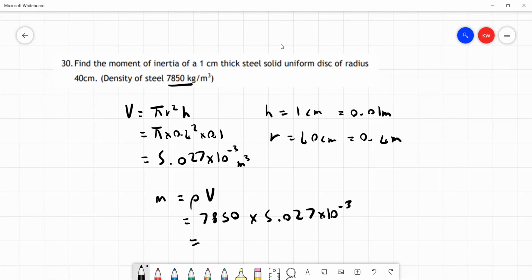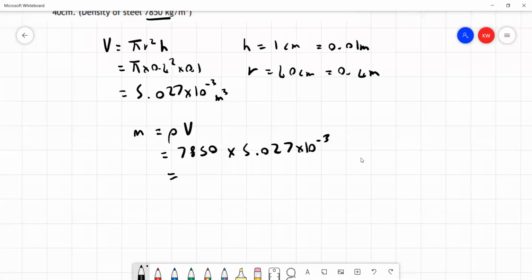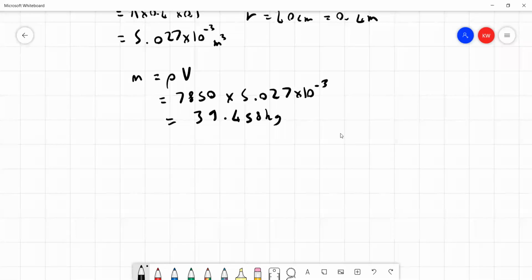So I'm just taking that value of the first question in my calculator and multiplying it by 7850. And the answer I get for the mass is 39.458 kilograms. You may have a slightly different answer if you're not using the full calculator value from the first part, and that's okay. Lastly, we need to work out the moment of inertia.